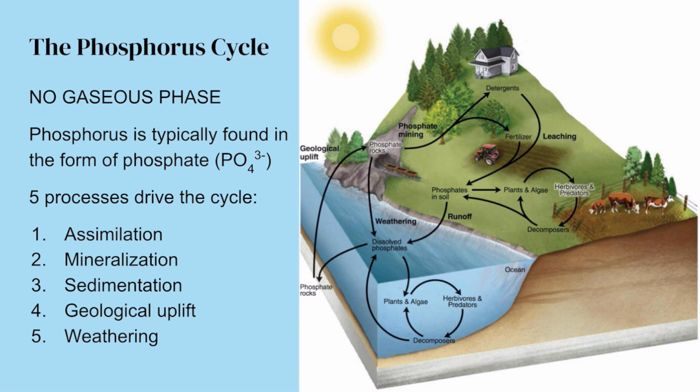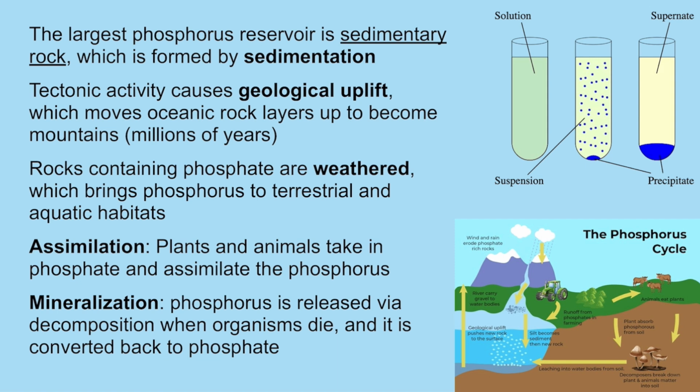Phosphorus is typically found in the form of phosphate, which is PO4 3-. And there are 5 processes that drive this cycle. They are assimilation, mineralization, sedimentation, geological uplift, and weathering. So the abiotic processes of the phosphorus cycle are sedimentation, geological uplift, and weathering. So these first 3 points here are abiotic.